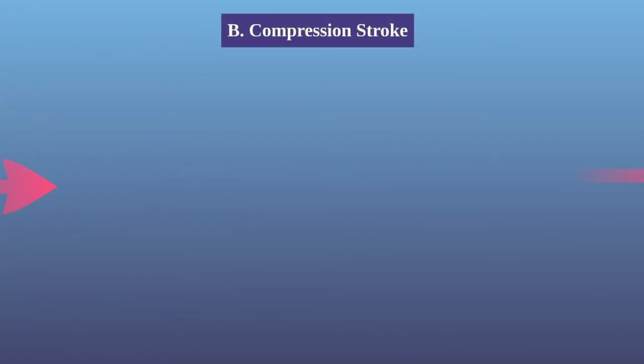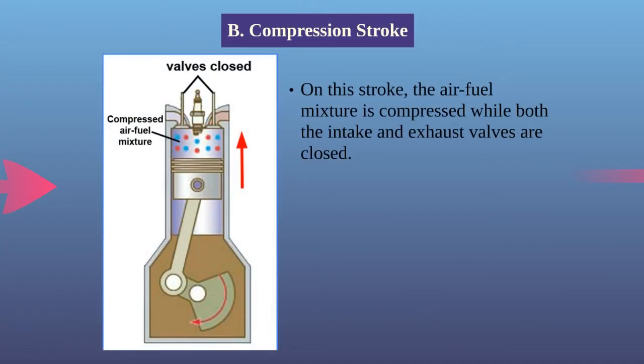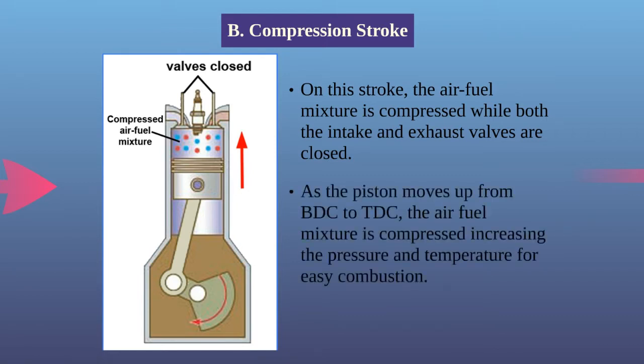Compression stroke. On this stroke, the air-fuel mixture is compressed, while both the intake and exhaust valves are closed. As the piston moves up from BDC to TDC, the air-fuel mixture is compressed, increasing the pressure and temperature for easy combustion.